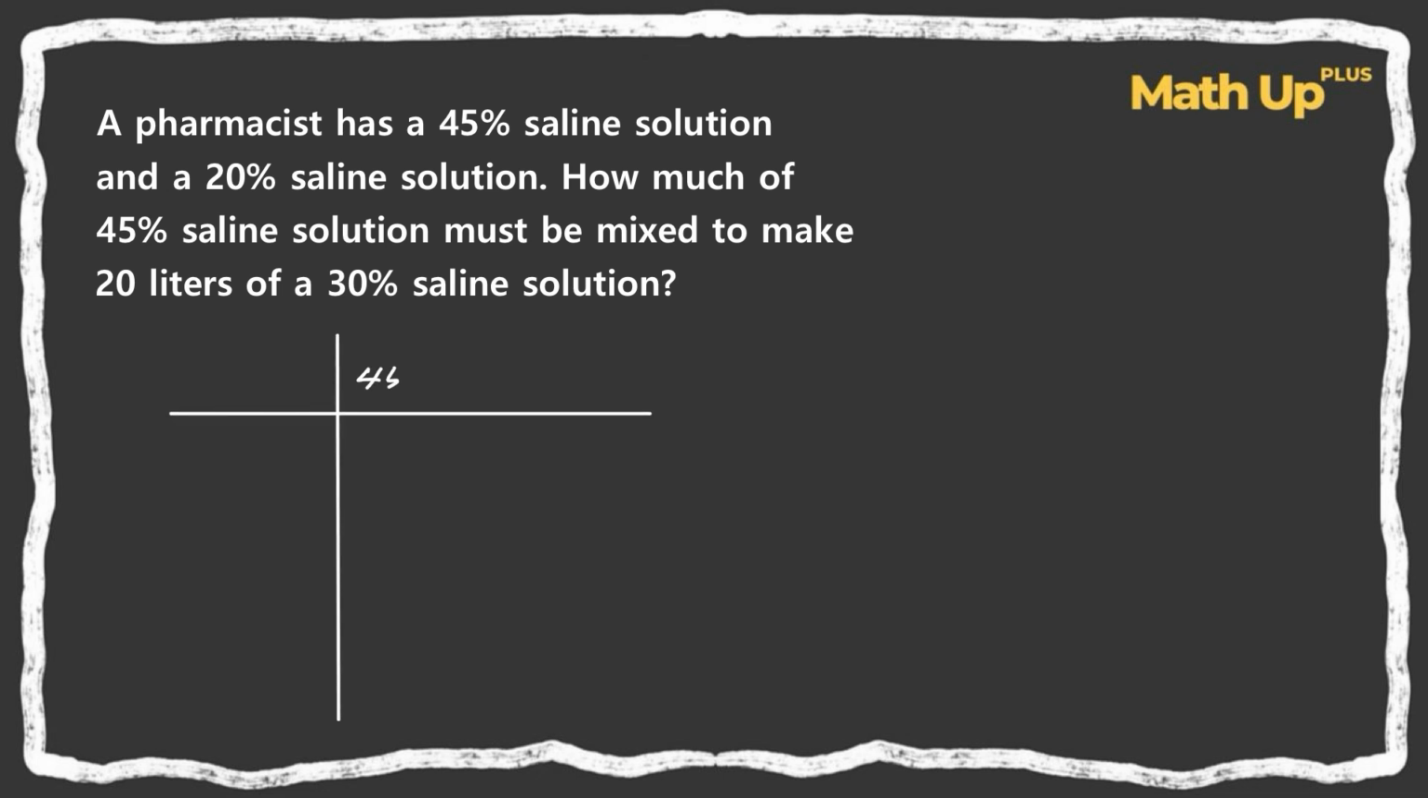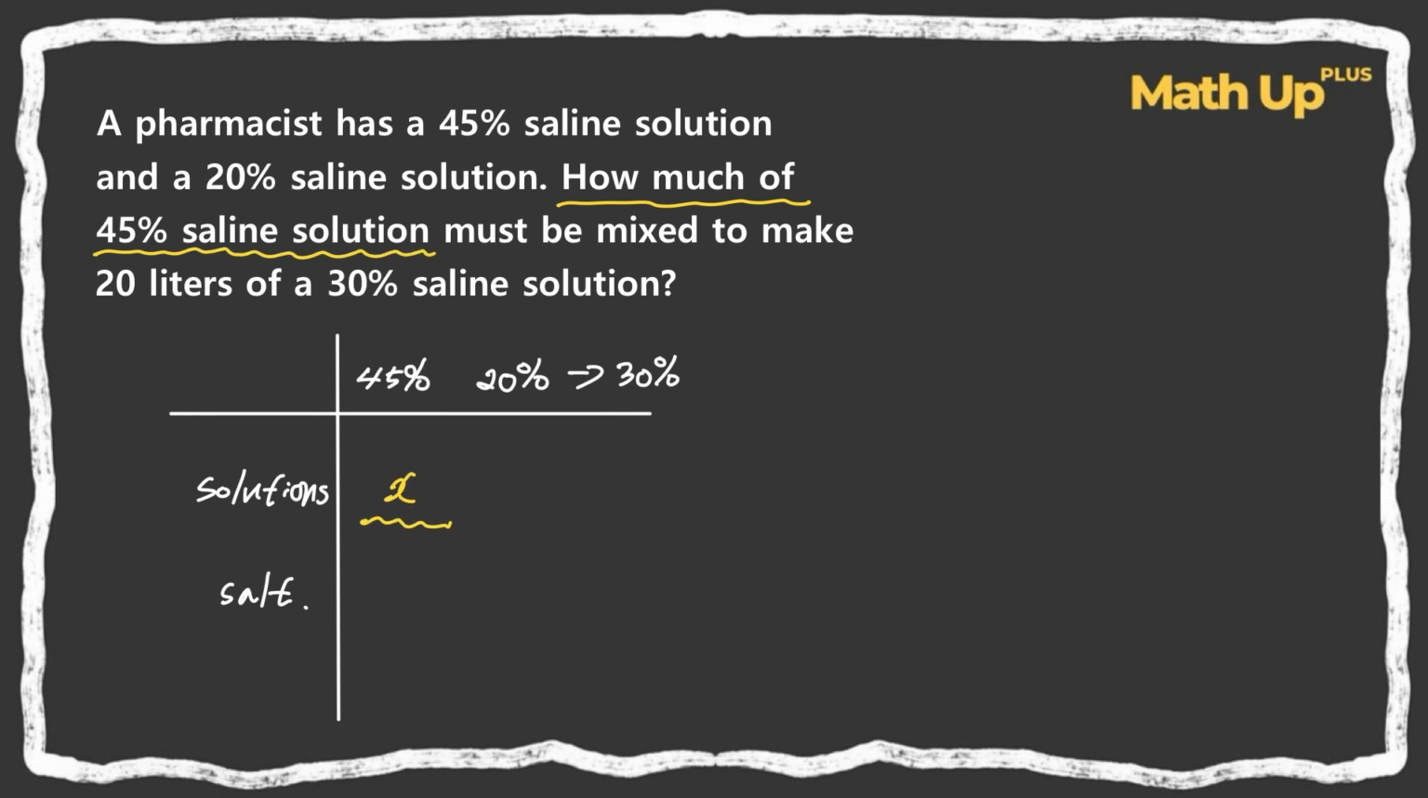We have a 45% and a 20% solution, and they're mixed up to make a 30% solution. We have the amount of solution here, and the amount of salt in the solution. The question is how much of the 45% saline solution? So let this be x, and we are making 20 liters of a 30% saline solution, right? So 20 liters here. Then the amount of 20% saline solution must be 20 minus x.